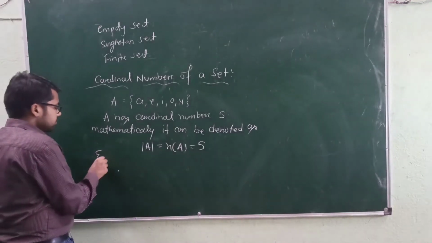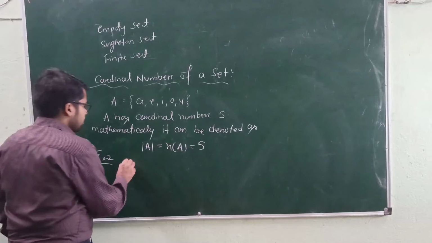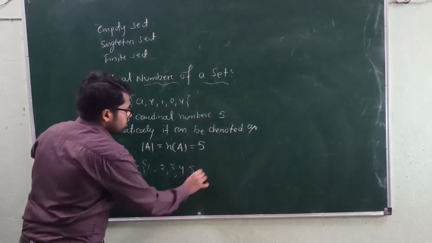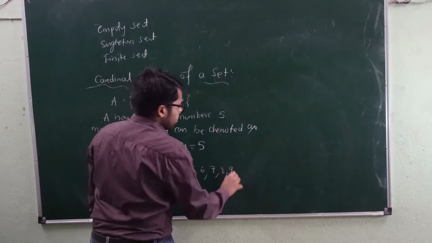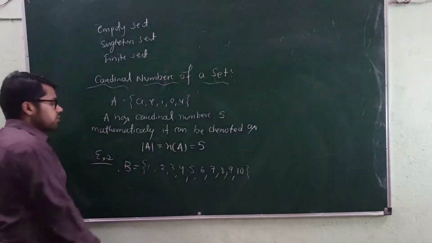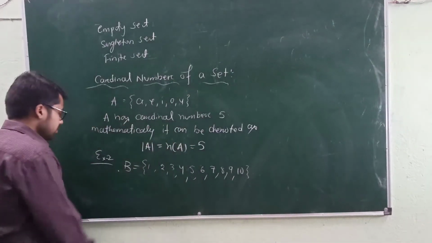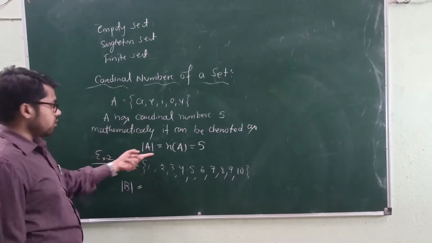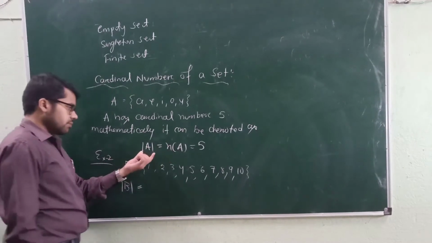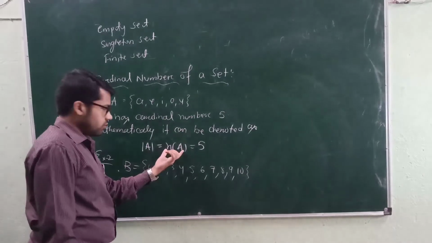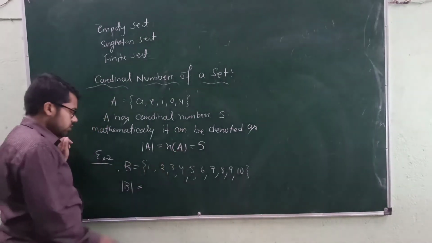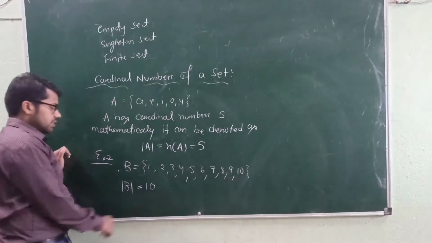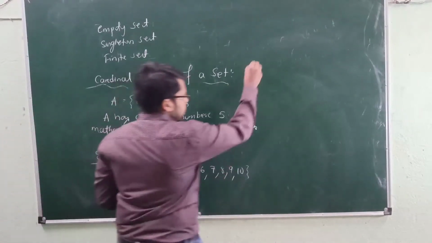Let me take another example. B equals 1, 2, 3, 4, 5, 6, 7, 8, 9, 10. Can you find the cardinal number for this set B? It's very simple. For cardinality we use the symbol mod A or n of A. You use whatever you want. In some books it is given as mod B, in some books you will find n of A. So mod B is equal to how many elements? 10 elements are there, 1, 2, 3, 4, 5, 6 up to 10. It's quite simple, so let me give you another example.